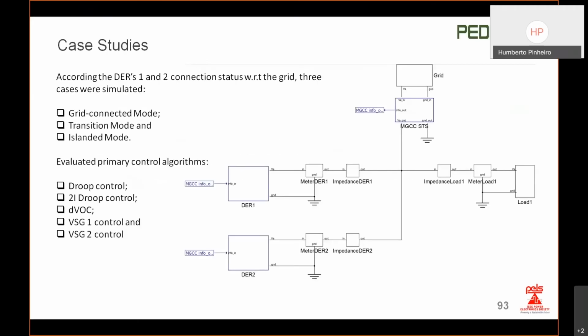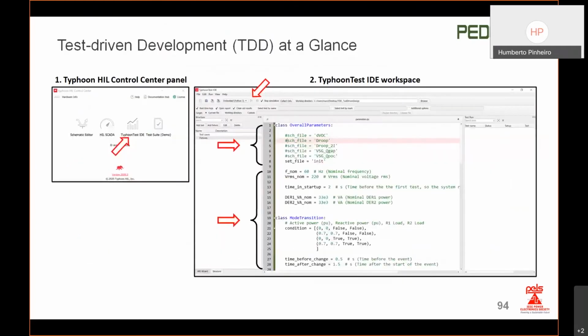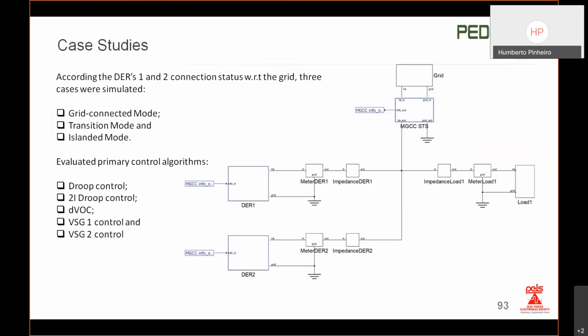I'm going to move to the test-driven design. So basically, what's happened? We have 5 types of primary controllers, and then we wanted to compare them. We want to compare in a fair fashion. We have actually different operating conditions.